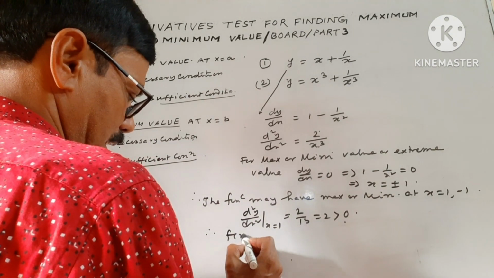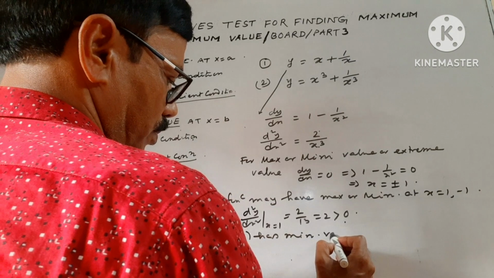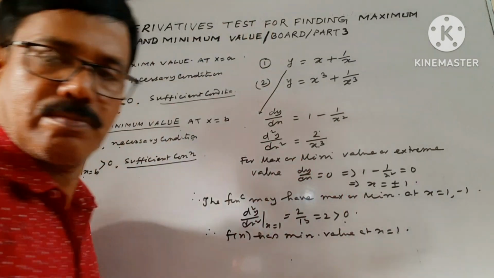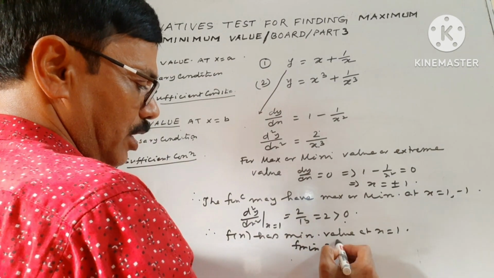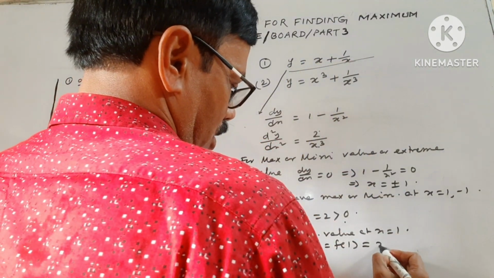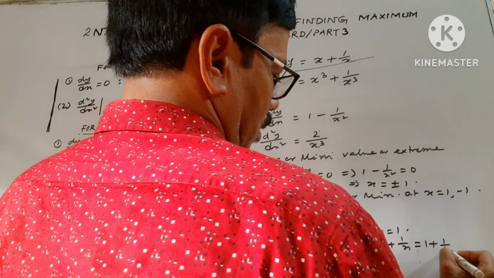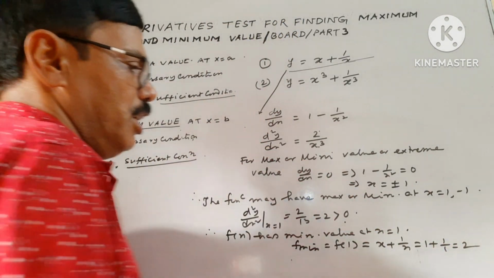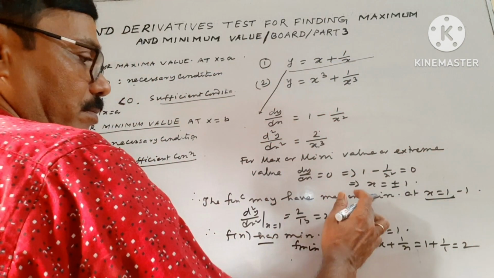Therefore f(x) has a minimum value at x equals 1. So what is the minimum value? f minimum equals f(1). What is the function? x plus 1 by x. So 1 plus 1 by 1 equals 2. So you are sure that the function has a minimum value here.